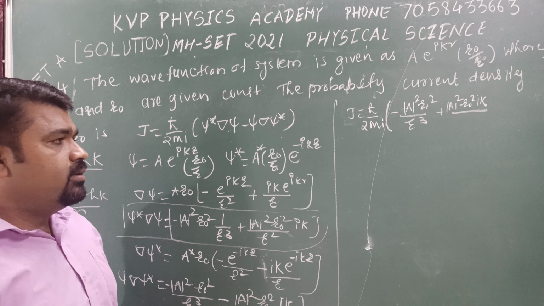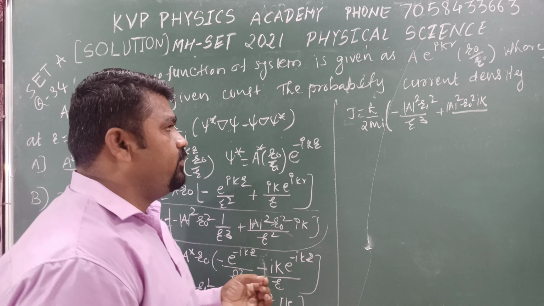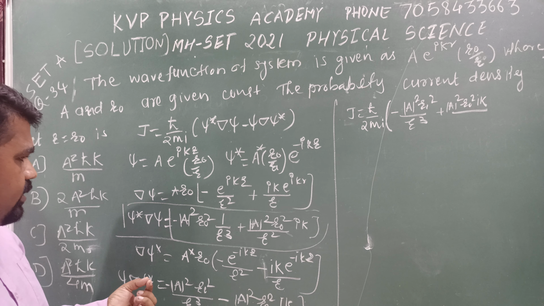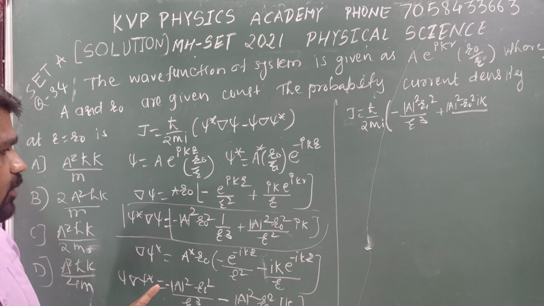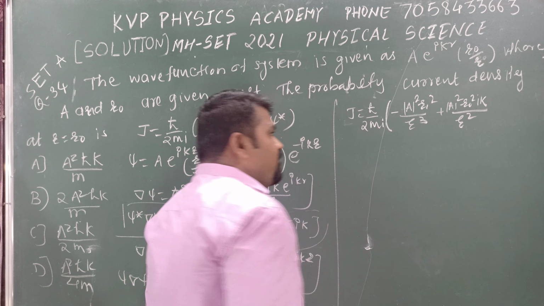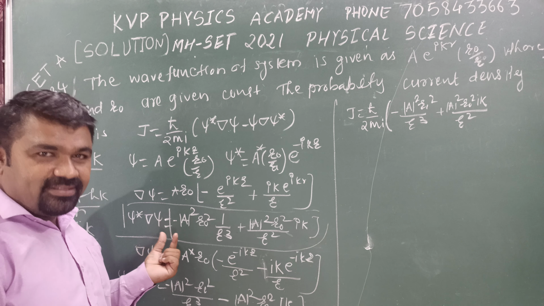upon, what is this value? Mod a square r naught square ik, ik upon, yes, r square. This is the value of psi star del psi.